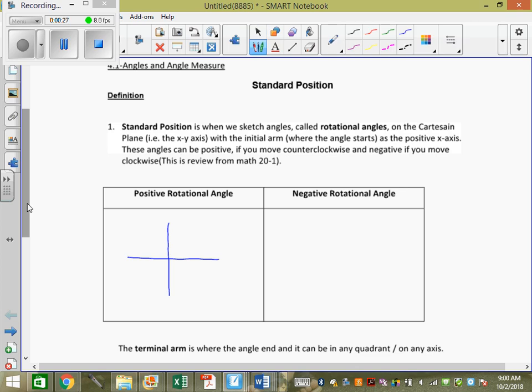So here's your lovely Cartesian plane. Remember, if we're going positive, and we'll use degrees for now, this is 0. And we always go counterclockwise. This is 90. This is 180. This is 270. This is 360. So positive moves counterclockwise.